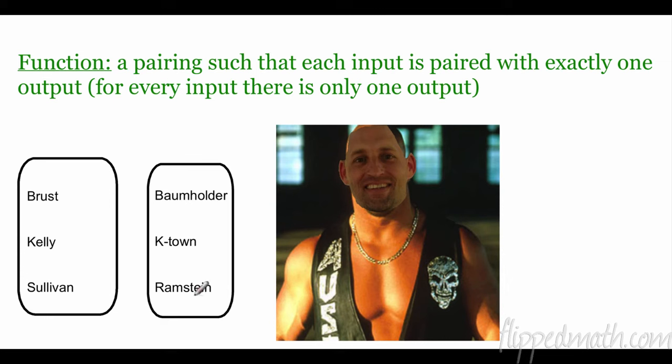All right, the next big word we have here is function. A function is a pairing such that each input is paired with exactly one output. In other words, for every input, there's only one output. So I'm going to take a look at it over here. We have some people, some very famous people, and we have some places, some very nice places, and Ramstein. All right, so these are our inputs. Just kidding, Ramstein kids. It's okay.